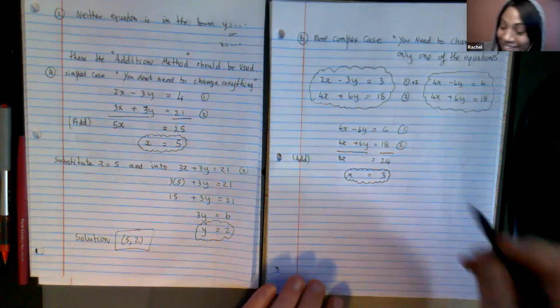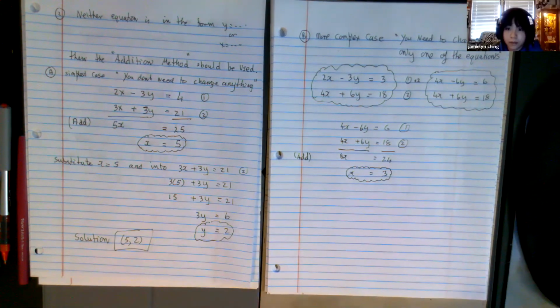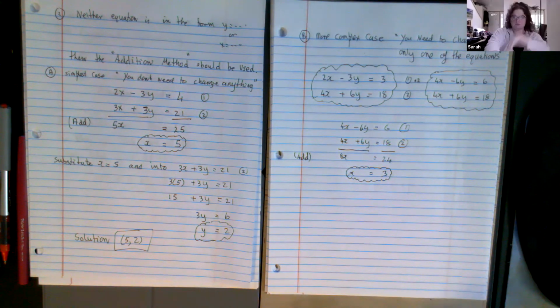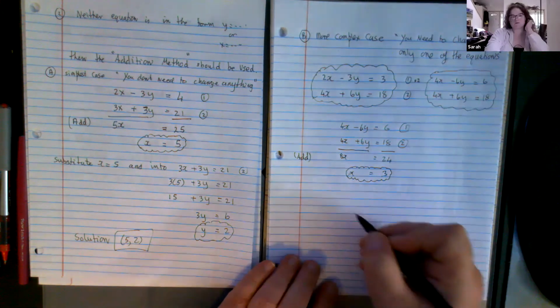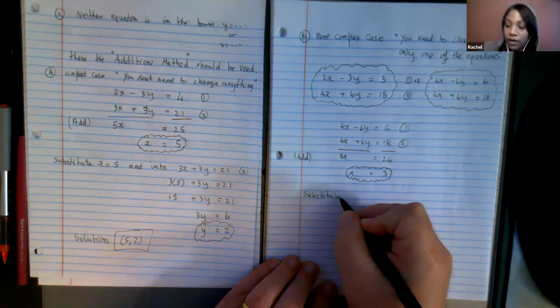I will. Okay, so we got x equals 3. Are we happy about that? Where do I go now then? You remember what we do next? You're going to put that into one of the equations to get y. Into the 4x plus 6y.